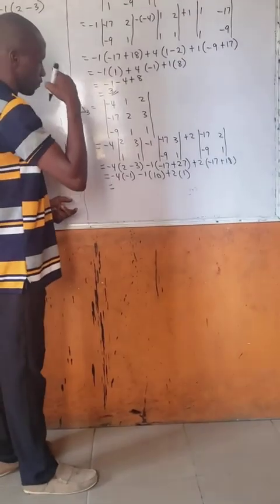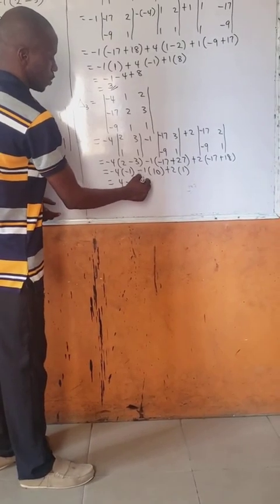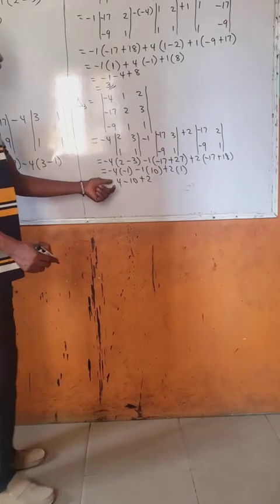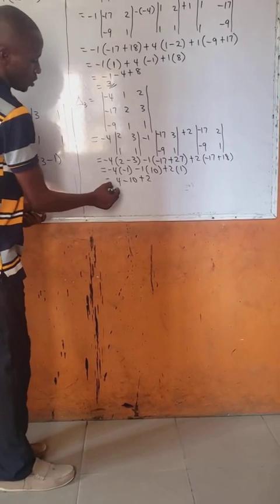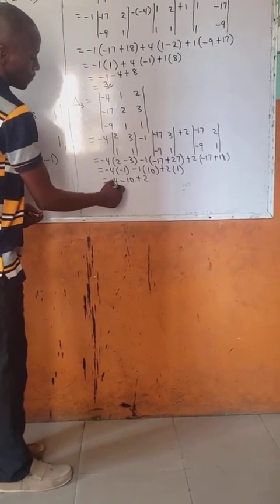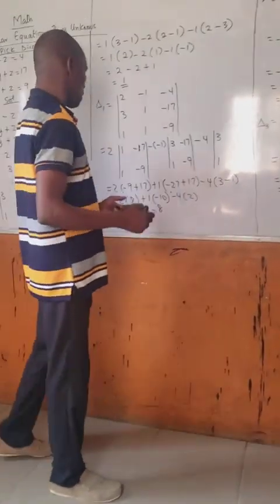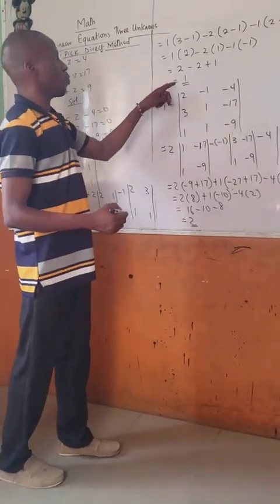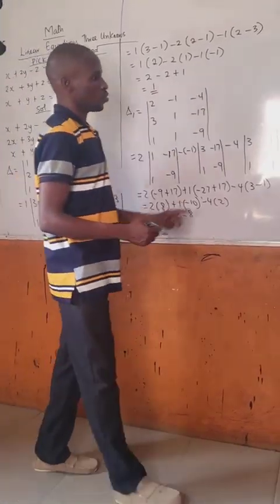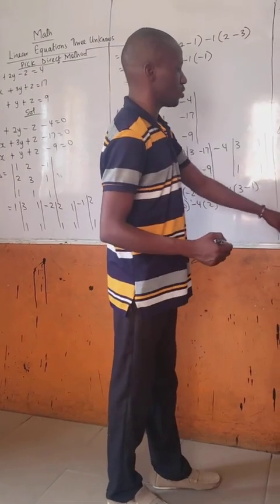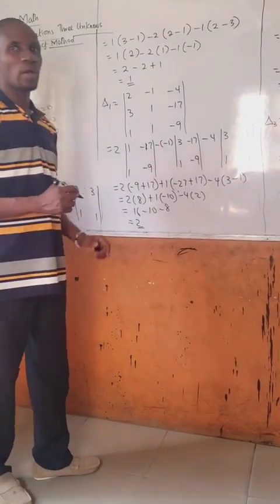So this gives us minus 1 times this, that gives us 4 minus 10 plus 2. So 4 minus 10 gives us minus 6. Minus 6 plus 2 gives us minus 4. So from here, delta is 1. Delta 1 is 2. Delta 2 is 3. And delta 3 is minus 4. So let's find the value of X, Y, Z.